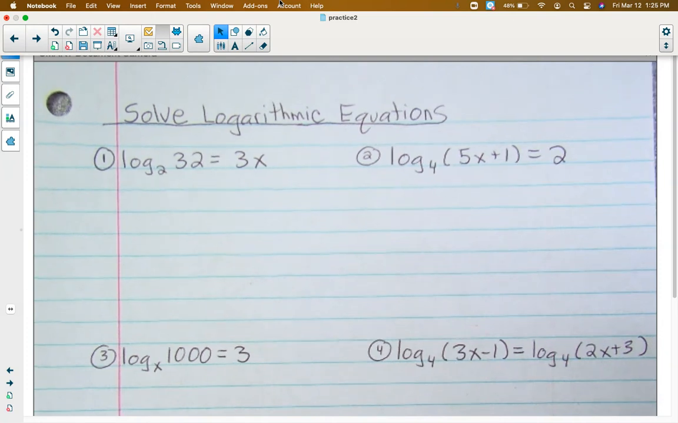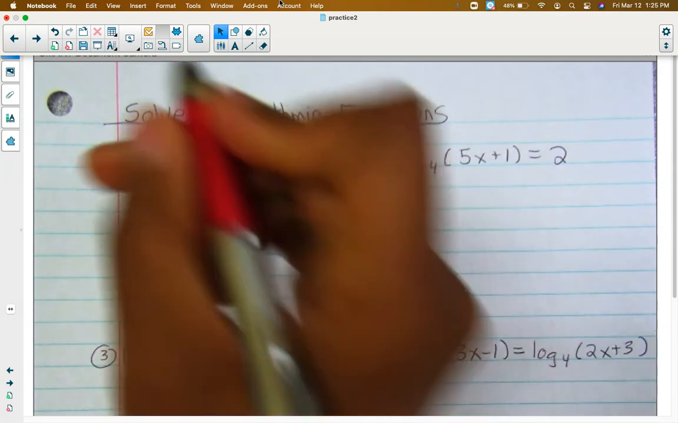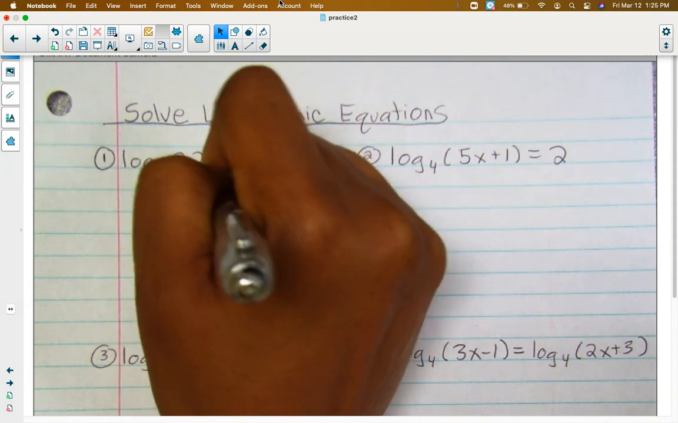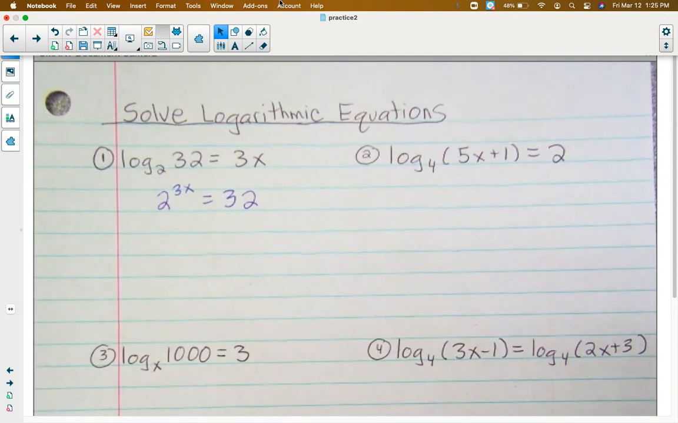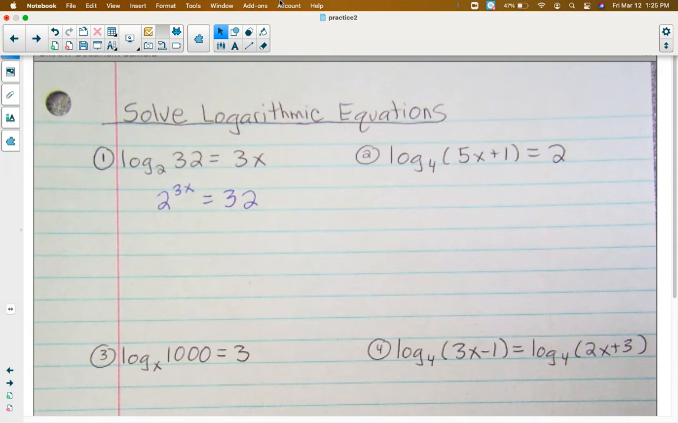So number one, log base 2 of 32 is equal to 3x. The first thing we want to do is put this in exponential form. So in exponential form, this is 2 to the 3x equals 32. Yesterday I showed you how to go from logarithmic form to exponential form, and then exponential form to logarithmic form. So step one, when you see these problems, put it in exponential form.